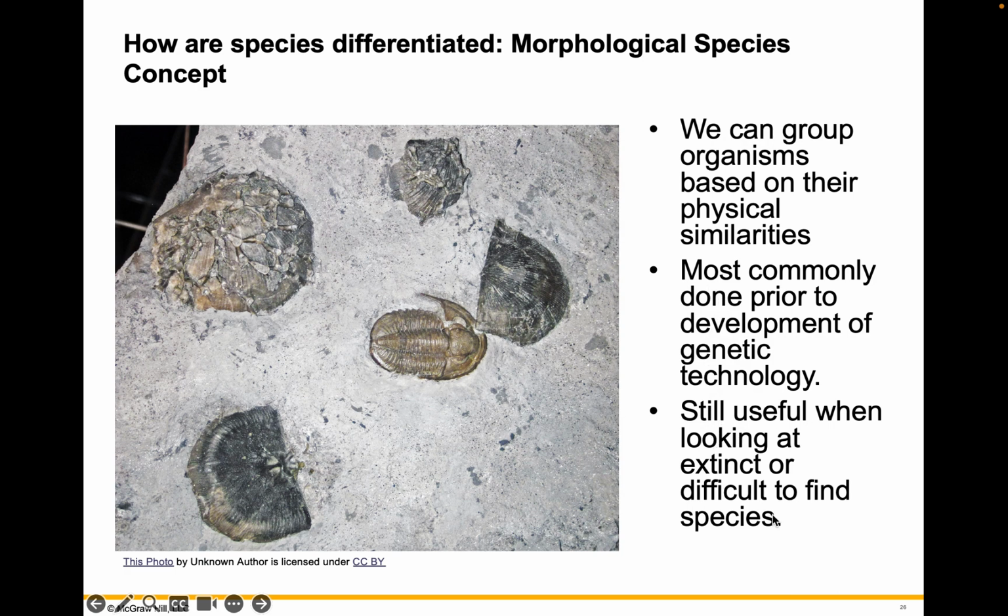It's still useful and used, especially when we're looking at extinct organisms or things that are really difficult to find and study, like giant squid. We have very few giant squid specimens to look at, right? Or deep sea creatures. We just don't have a lot of data on them. So using the physical characteristics of one good sample can be very useful to give us a clue of where they fit into the tree of life.